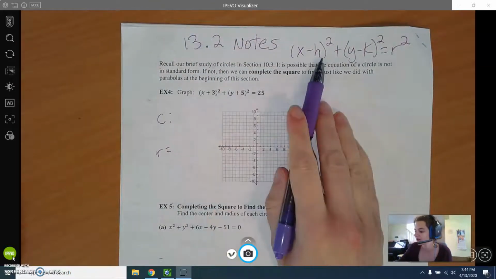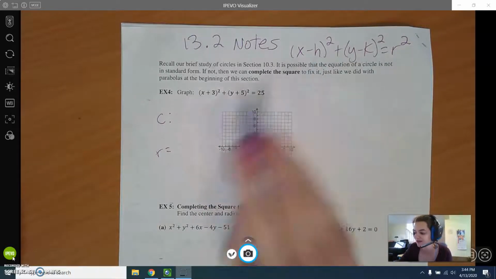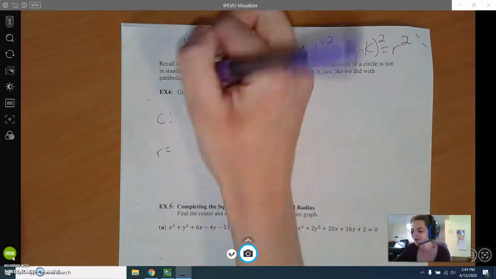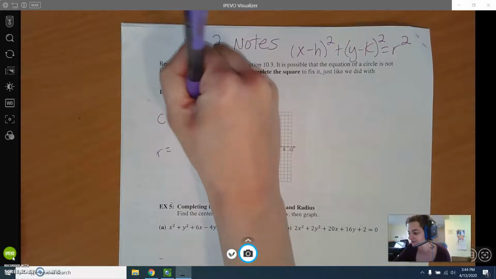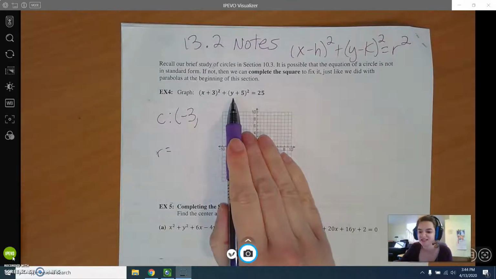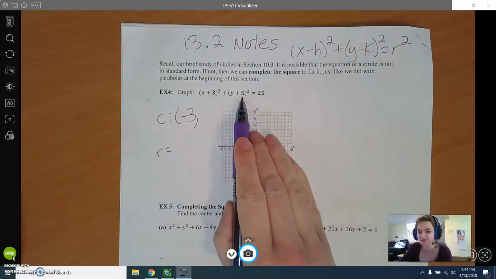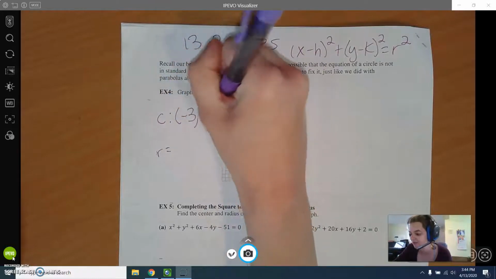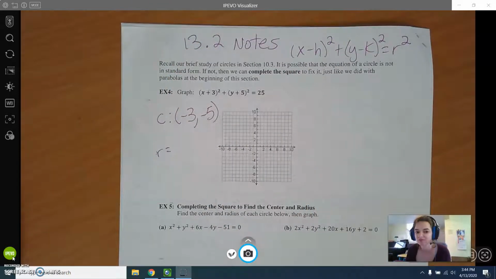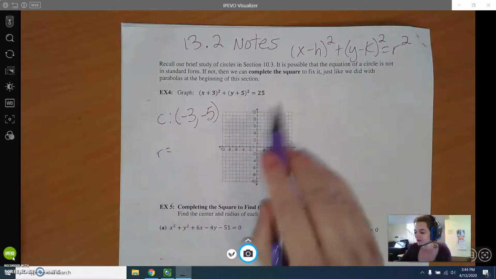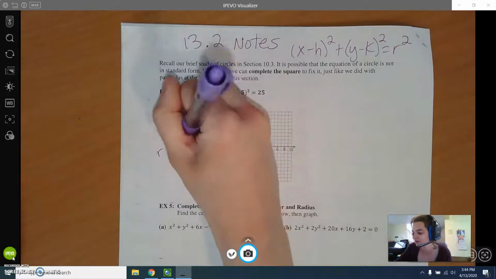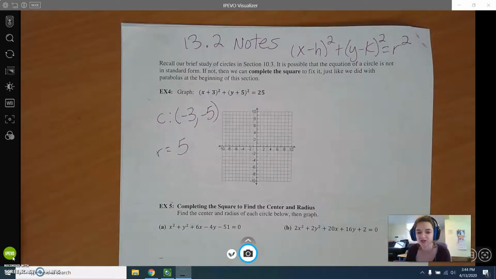So for the center, the x value of your center is the opposite of what you see inside the parenthesis here. So instead of positive 3, the x-coordinate of our center is negative 3. And for the y value, it's the same idea. It'll be exactly the opposite of what you see inside the parenthesis with the y. Instead of positive 5, our y-coordinate is negative 5. Okay, so our center is at (-3, -5). To find your radius, you're going to take the square root of r squared, so we'll take the square root of 25. So the square root of 25 would be 5. And using that information, you can graph it.